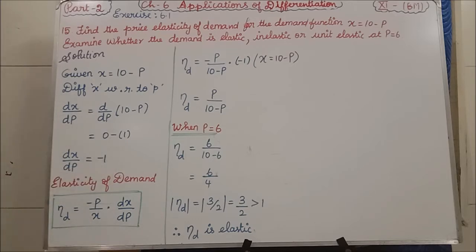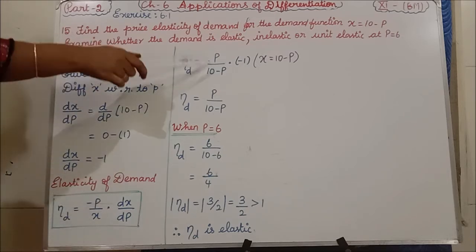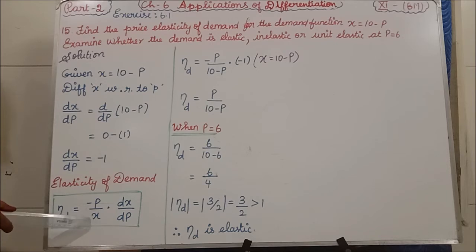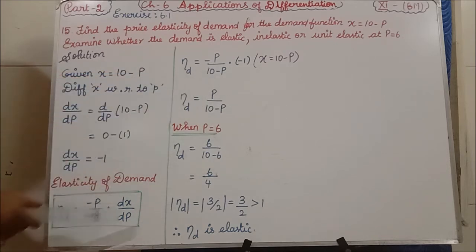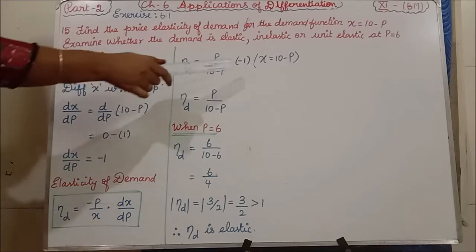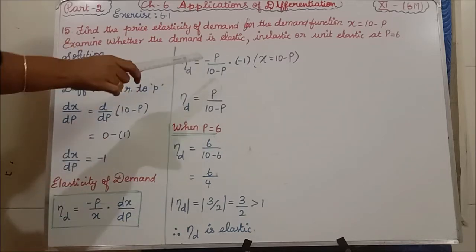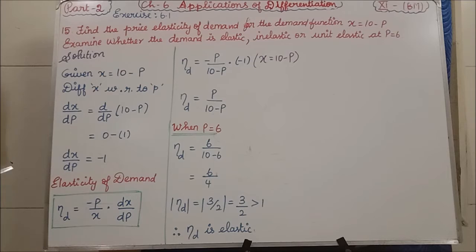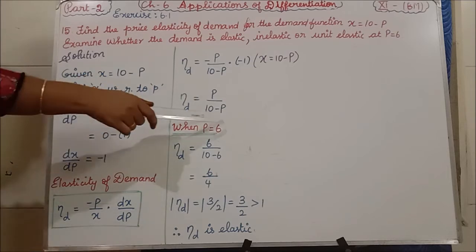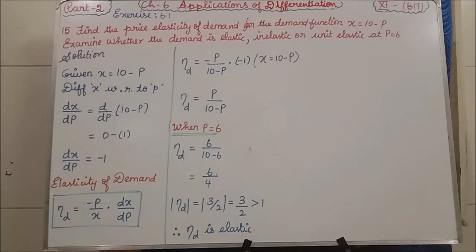Now we have the value dx by dp equal to minus 1. We substitute that in the elasticity of demand formula. Eta d is equal to minus p divided by x, which is 10 minus p, into dx by dp, which is minus 1. Already here one minus, there one minus, minus minus becomes positive. So p divided by 10 minus p. Clear? Now we put price p equal to 6, and see whether it is greater than 1, less than 1 or equal to 1.